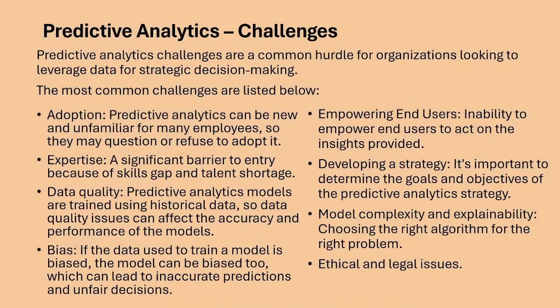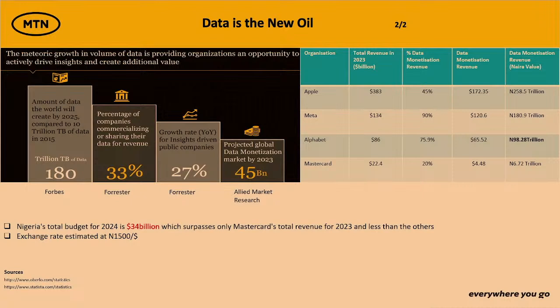Great. So these are some numbers from reliable research institutes, Forbes, Forrester, Allied Market Research. What they have said, the amount of data the world is going to be generating in 2025 is about 180 trillion terabytes. Just imagine that. Companies that are commercializing or sharing their data for revenue, they will grow by 30%. The growth rate for the public companies is 7% year-on-year. Apologies. Now, the projected global data monetization market in 2020 was $45 billion.